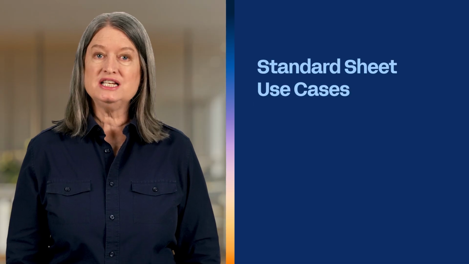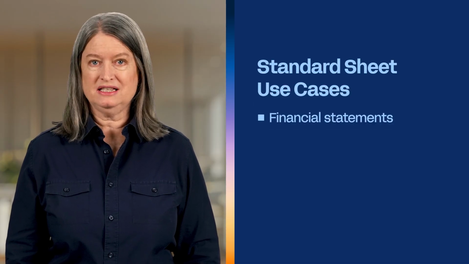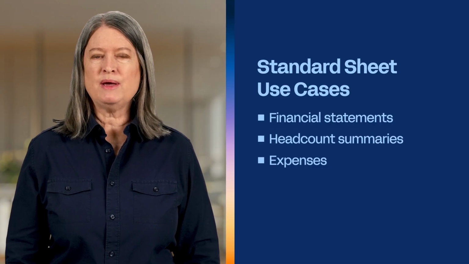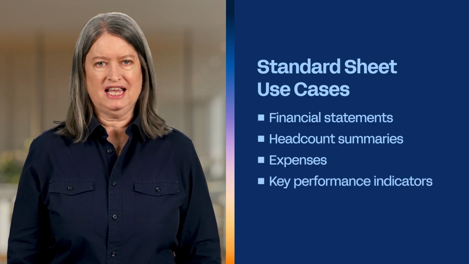Sheets are where you view, enter, and update data in your plan. There are three types of sheets in Adaptive Planning: standard, modeled, and cube. Each sheet is unique in terms of navigation and functionality. Standard sheets typically represent financial statements, headcount summaries, expenses, and other key performance indicators.